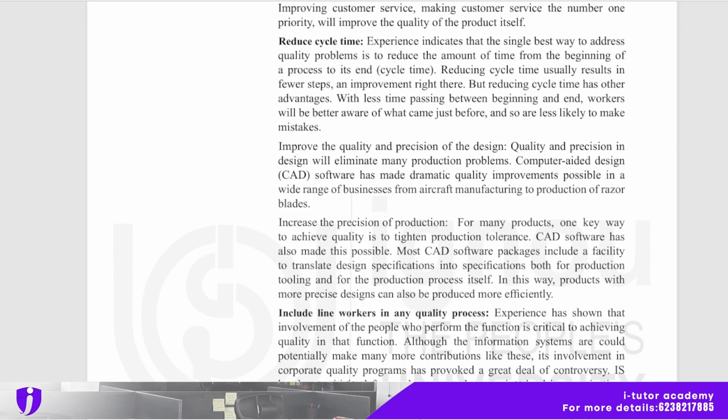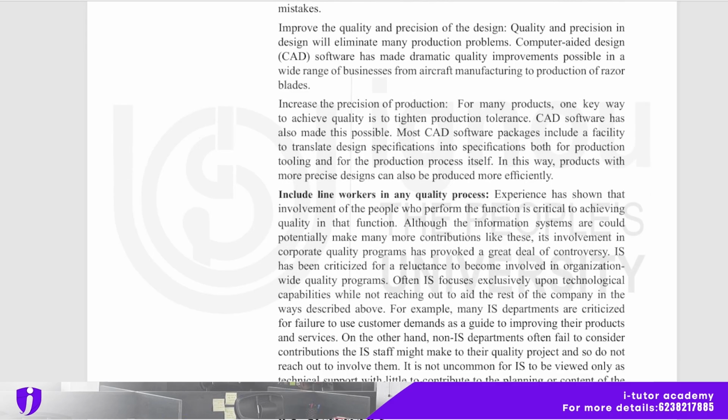For many products, one key way to achieve quality is to tighten production tolerance, and CAD software has also made this possible. Most CAD software packages include a facility to translate design specifications into specifications both for production tools and for the production process itself. In this way, products with a more precise design can also be produced more efficiently. And include line workers in any quality process. Experience has shown that involvement of the people who perform the function is critical to achieving quality in that function.